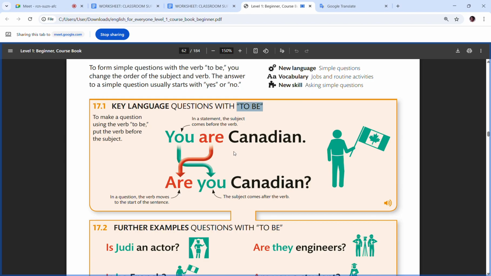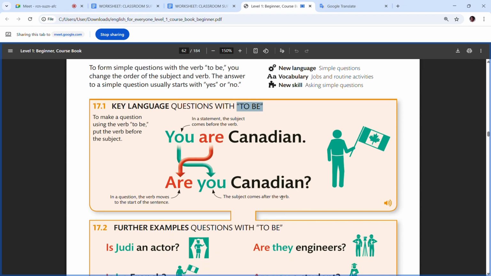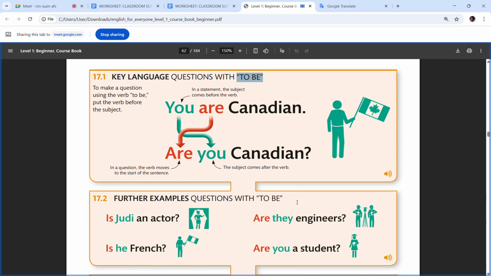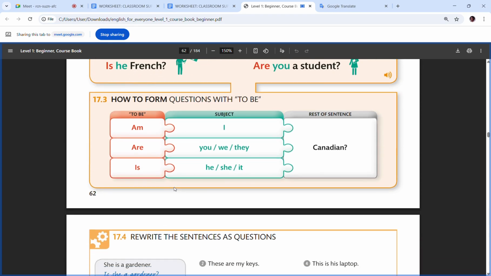So remember we said the verb to be has its own rules, right? So you say you are, right? You are Canadian. So to create the question, you start with the verb, right? You say, are you Canadian? Okay? So these are the rules, right?